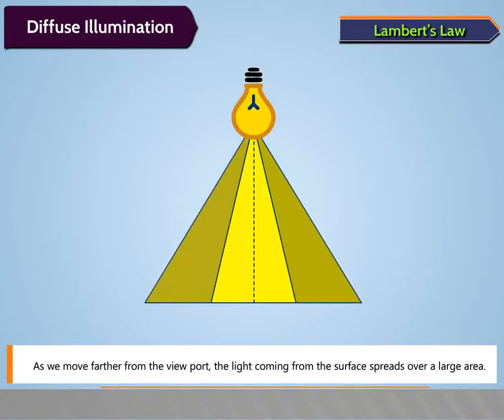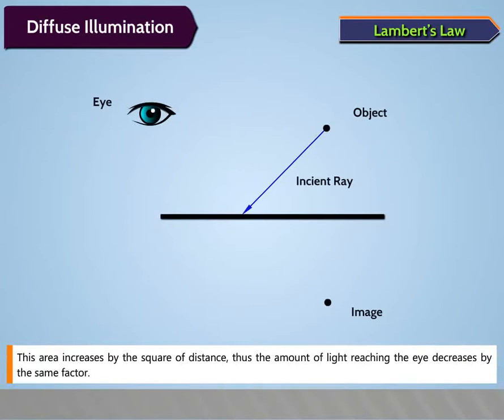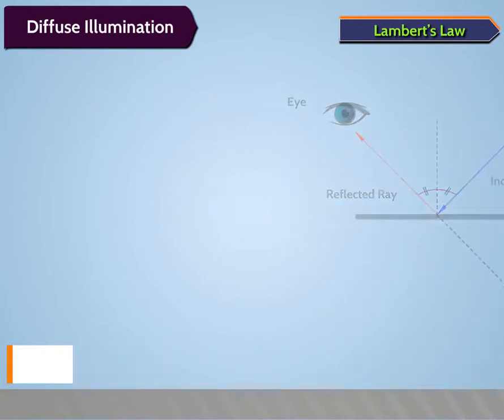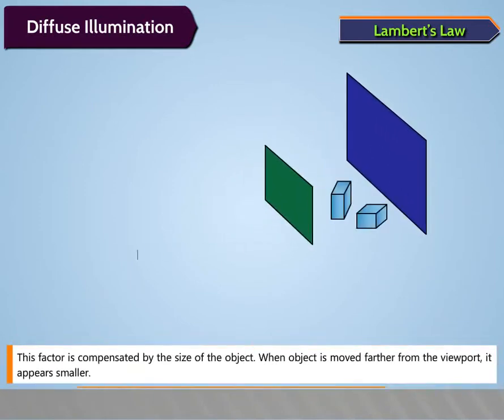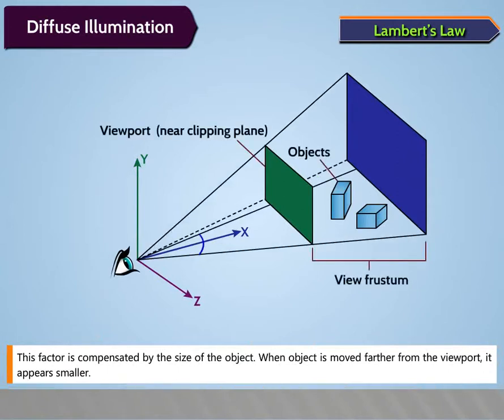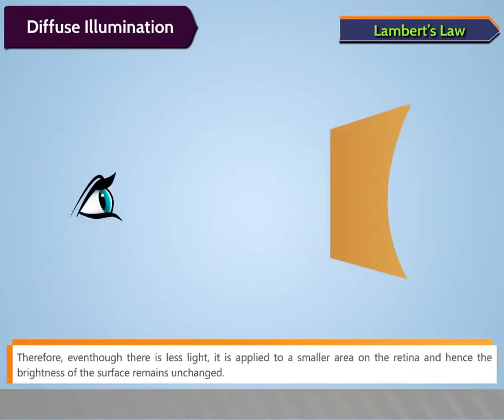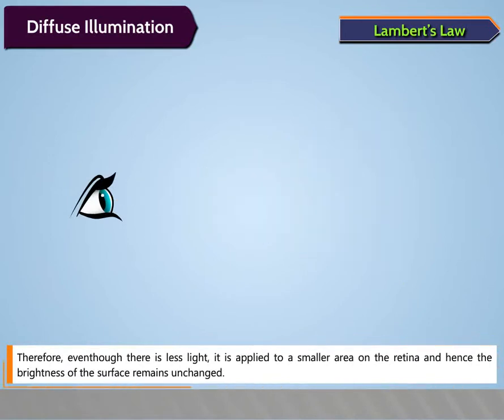As we move further from the viewport, the light coming from the surface spreads over a larger area. This area increases by the square of the distance. Thus, the amount of light reaching the eye decreases by the same factor. This factor is compensated by the size of the object. When the object is moved further from the viewport, it appears smaller. Therefore, even though there is less light, it is applied to a smaller area on the retina, and hence the brightness of the surface remains unchanged.